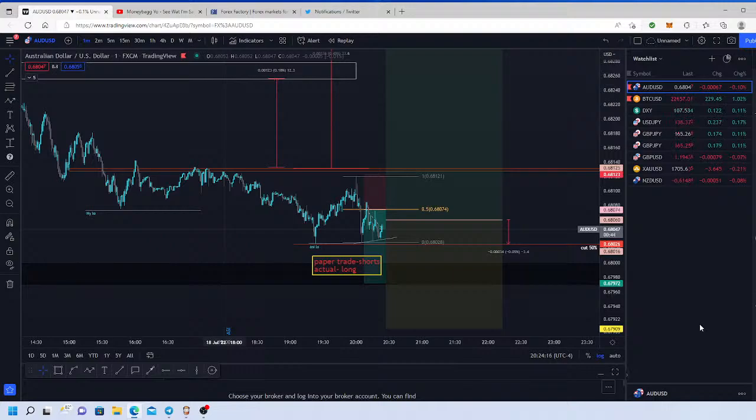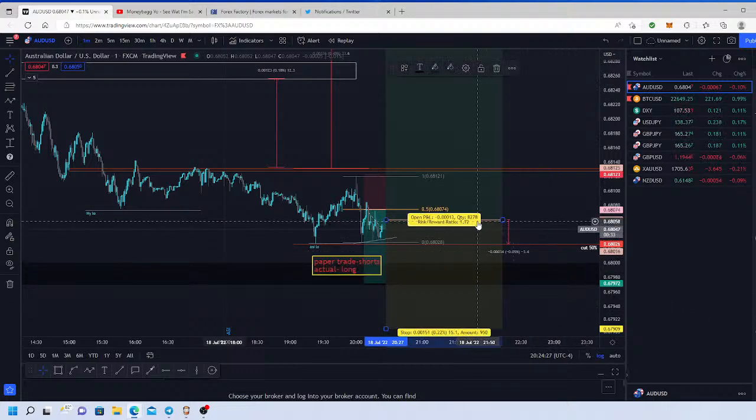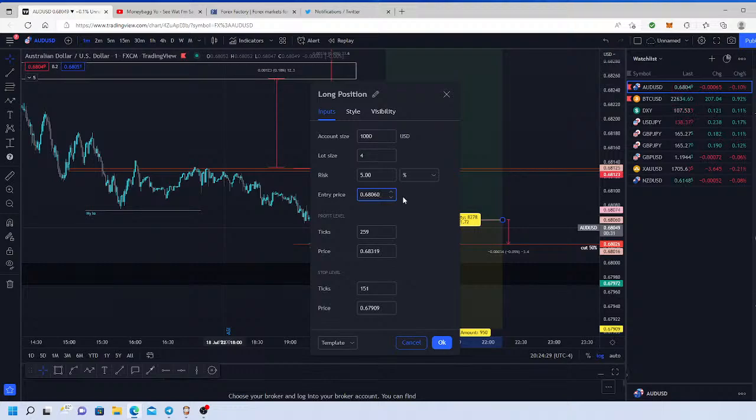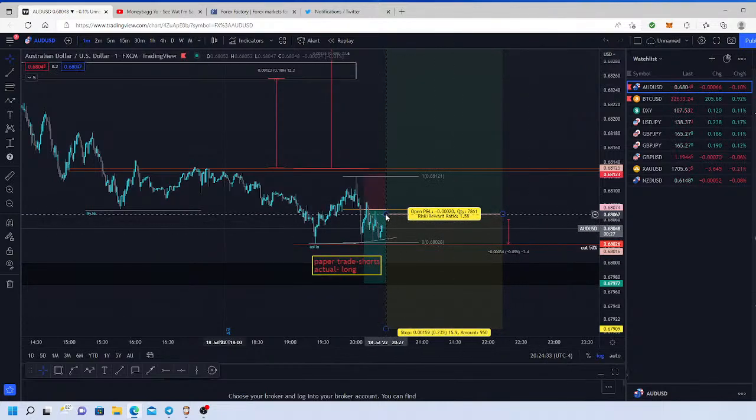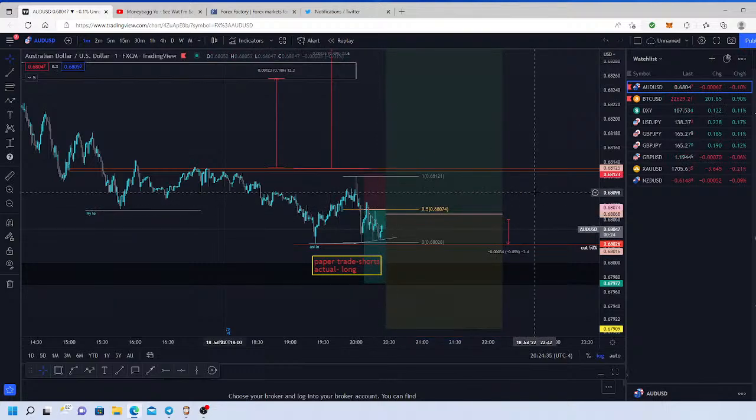Paper trade on the shorts. The actual is the long. So we got in right over here. We started breaking highs. Let me see. Entry price 68.068. We off by some counter pips. 68.068. So with the spread, we got in right there.